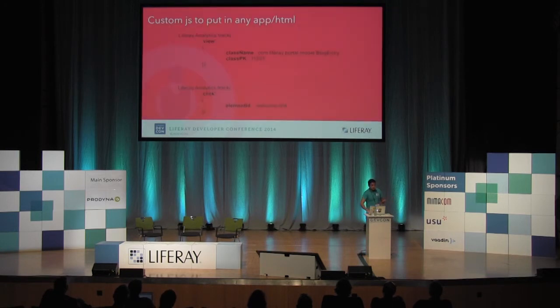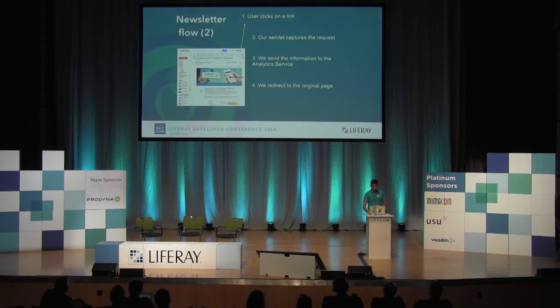Just a very simple example in JavaScript we have in our app. The first one is for viewing a blog's entry. So we have view, then the class name and the primary key. And this is for clicking on a link. So it's as simple as that. When the users click on the link, we just send this information, and then we can store all this and then have metrics, reports, and everything we want for this.